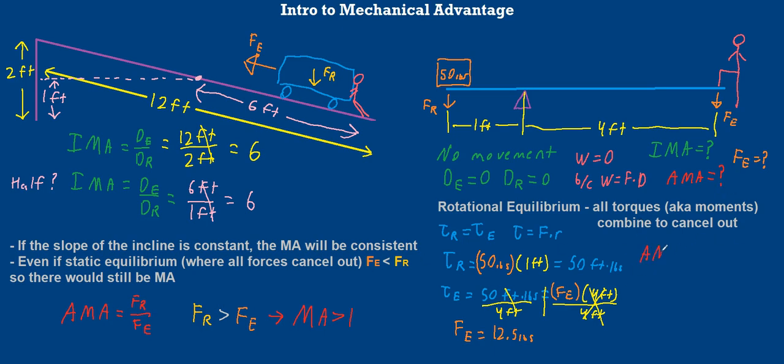So we can even go ahead and write out that equation again. AMA equals FR over FE, or AMA-free, for our silly way of memorizing it. And now we know both of these numbers. We know that our FR is just 50 pounds, and we know our FE is 12.5 pounds. And so maybe you can figure this out. You just look back and you recognize the pattern.